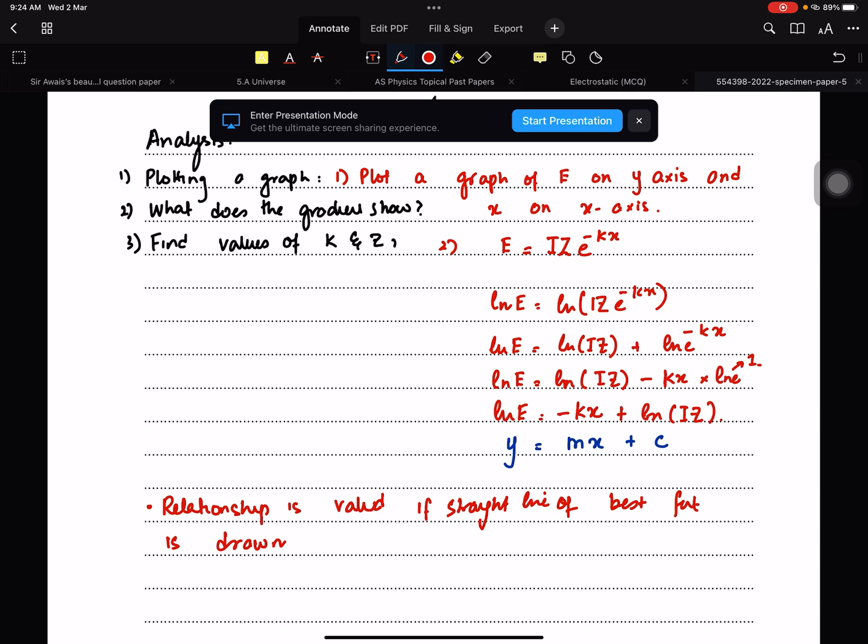Best fit is drawn that has a y-intercept of ln IZ, right, and gradient equals to minus k, right. So basically what you did was you actually answered the question about how the gradient varies.